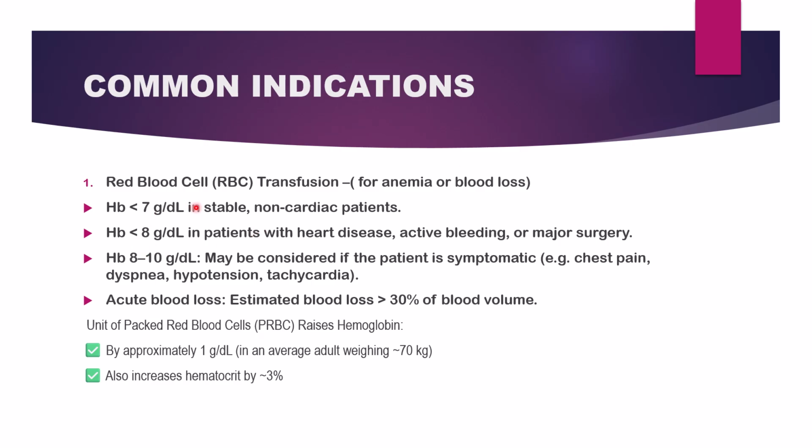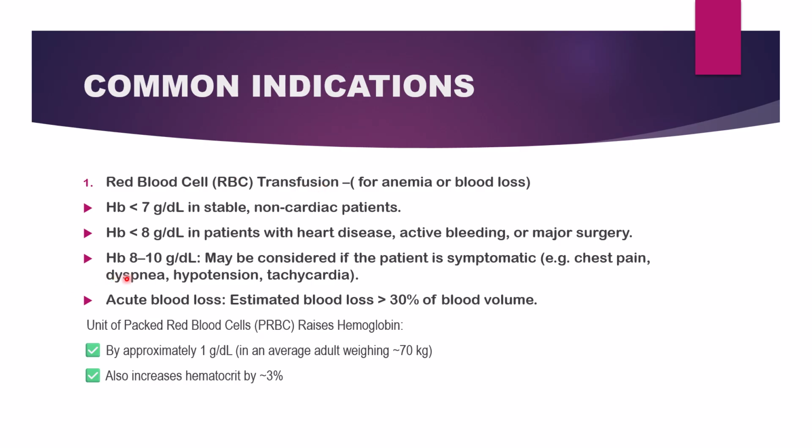So if the hemoglobin is less than 7 gram per deciliter and the patient is stable and non-cardiac, that is, the patient is a non-cardiac patient and stable but the hemoglobin level is less than 7 gram per deciliter, then we need to transfuse PRBC. The second case is if the hemoglobin is less than 8 gram per deciliter and the patient is a cardiac patient, or has active bleeding, or has undergone a major surgery. For such patients, if the hemoglobin level is less than 8 gram per deciliter, then we need to transfuse PRBC.